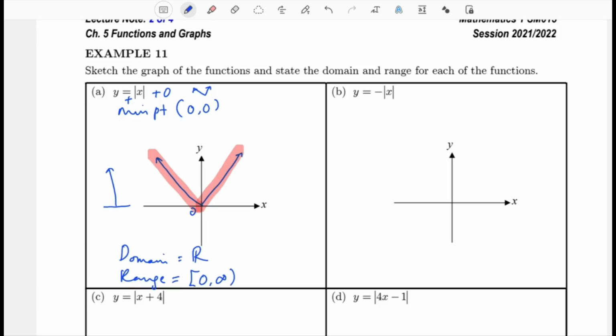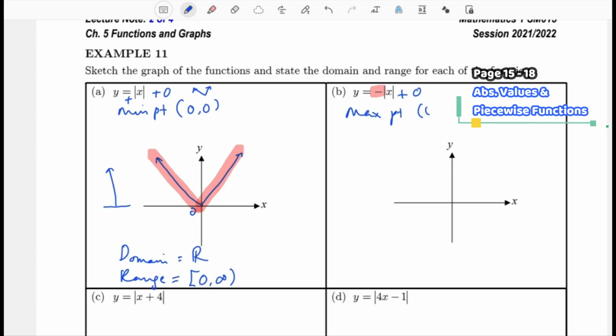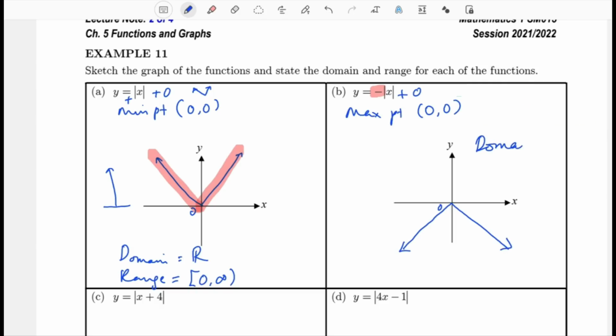Okay, similarly for B, we have a negative outside here. So again, behind plus 0, so the maximum point will be (0, 0). So the graph will look something like this. So this is your 0. So it goes down and down, pointing downwards. Hence, the domain will be real numbers. So the range will be from the smallest value, which is negative infinity, up to 0.